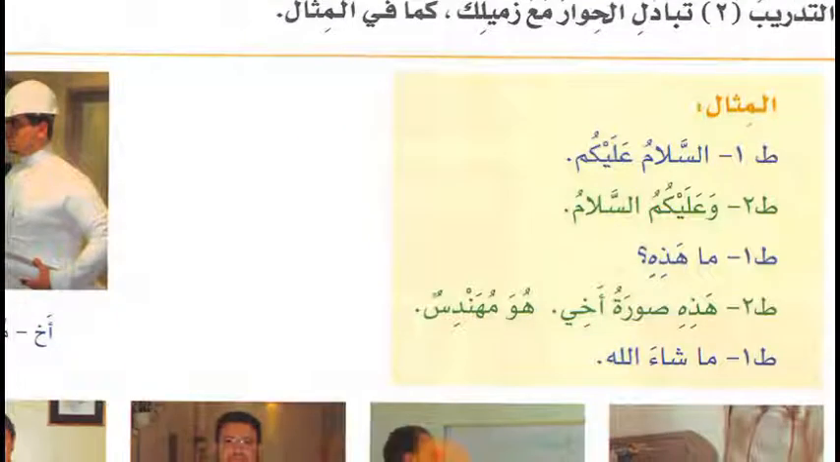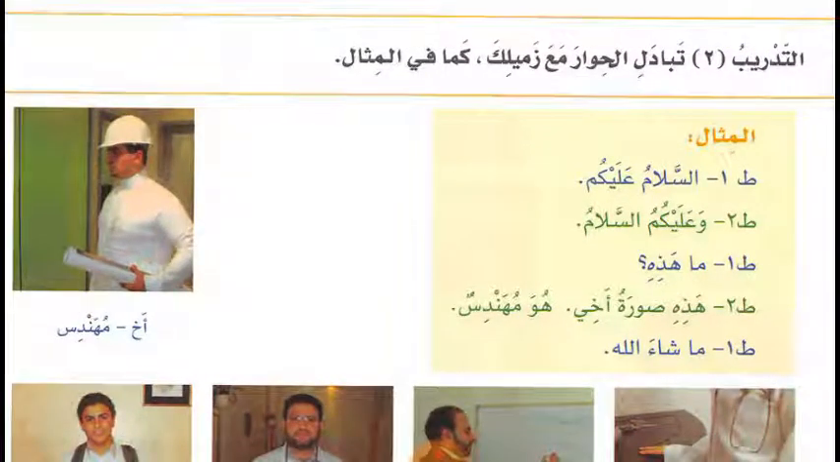Then we have the next question, Tadribu Sani. In this picture, the first student will ask this man, Assalamu alaikum. And the second will tell him, Walaikum assalam. Then the first student will ask, ma hazihi, what is this? Second will tell him, hazihi suratu akhi, this is the picture of my brother. Huwa muhandis, he is an engineer. First will say, mashallah, Allah creates what He wills.